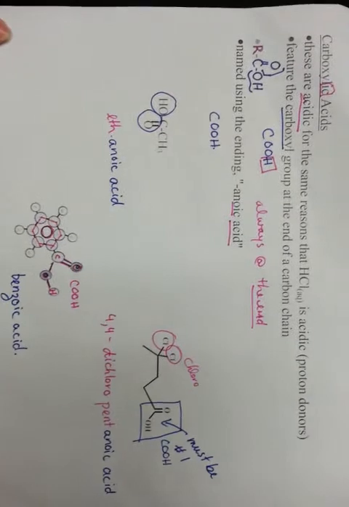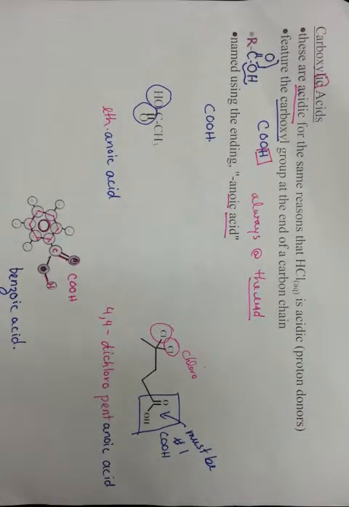I hope you enjoyed our last lesson for today. It is on carboxylic acids and a combination of alcohols and aldehydes forming a carboxyl group, ending in acid, and having the suffix anoic.